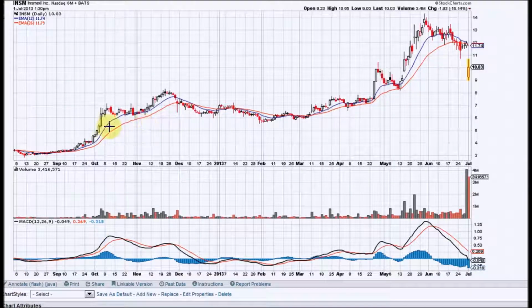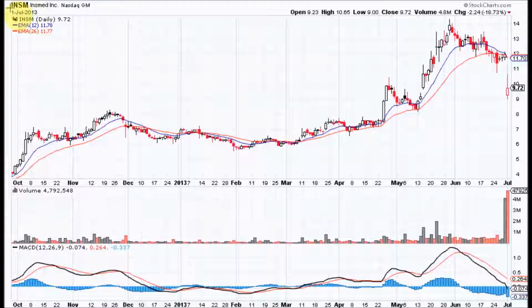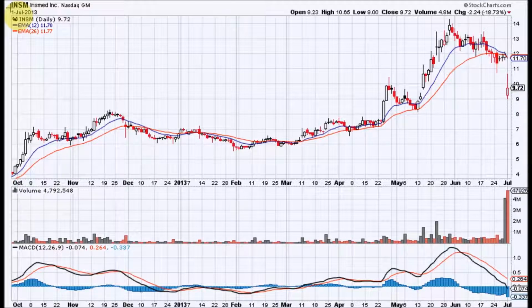Okay, so up here we have the blue 12 exponential moving average, the red 26 exponential moving average. It's comprised of three parts: the black MACD, the red signal line, and the blue histogram. Now let's take a look at the primary and secondary signals that the MACD can give.